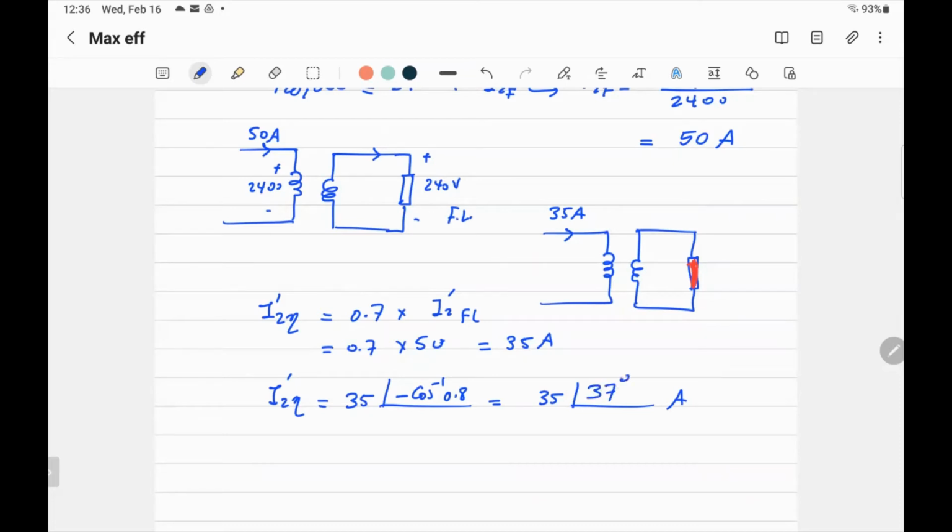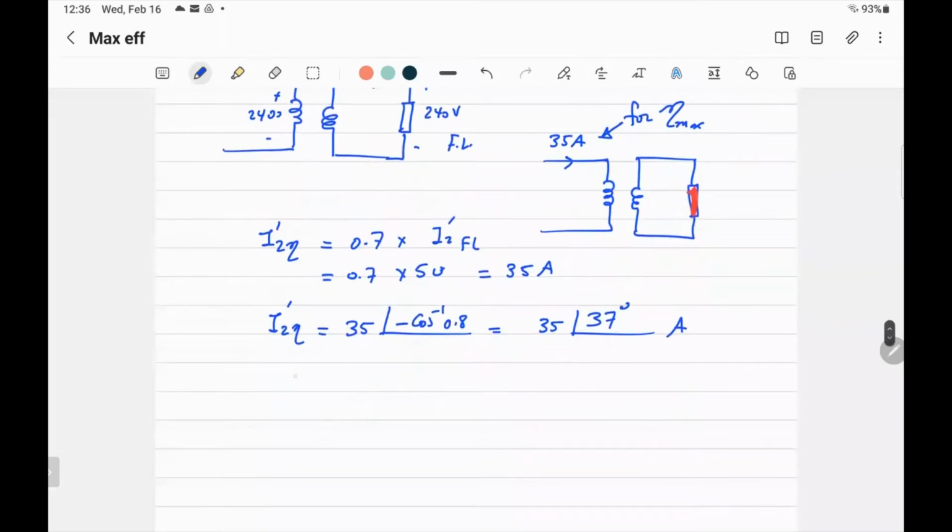36.8699. Say 37, almost. So that's the current that causes maximum efficiency. Now I can find the apparent power responsible for maximum efficiency.